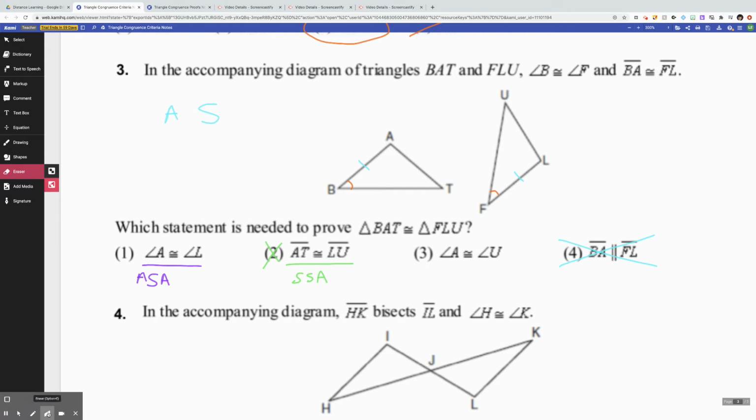And then the last one that I have here is angle A is congruent to angle U, which is not correct, right? If you look at the congruence statement, A doesn't match with U, right? That's not correct. A should match with L, right? So this is wrong because the parts don't match.